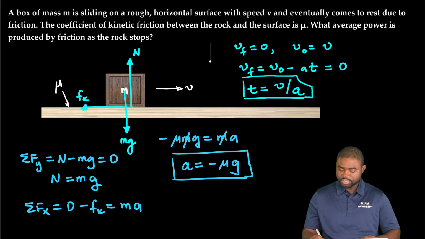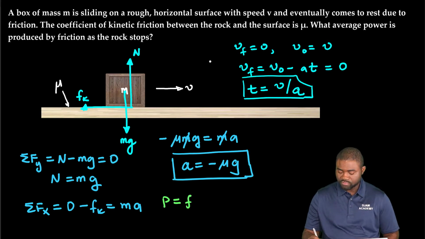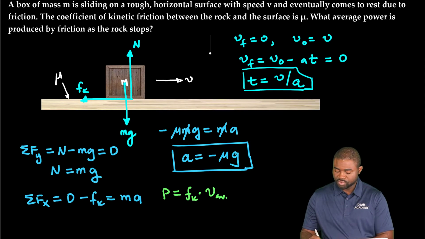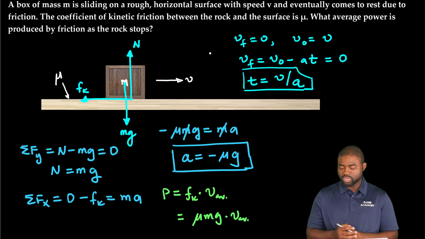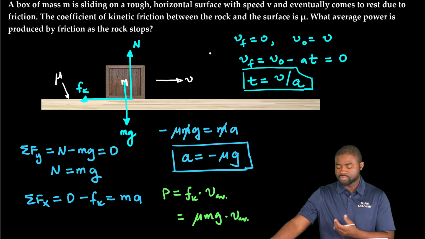Now, the average power produced by friction will be equal to the friction force multiplied by V average. And the friction force is just going to be equal to mu mg, multiplied by V average. So the question is, what is the average speed? That is a good question for you to think about.